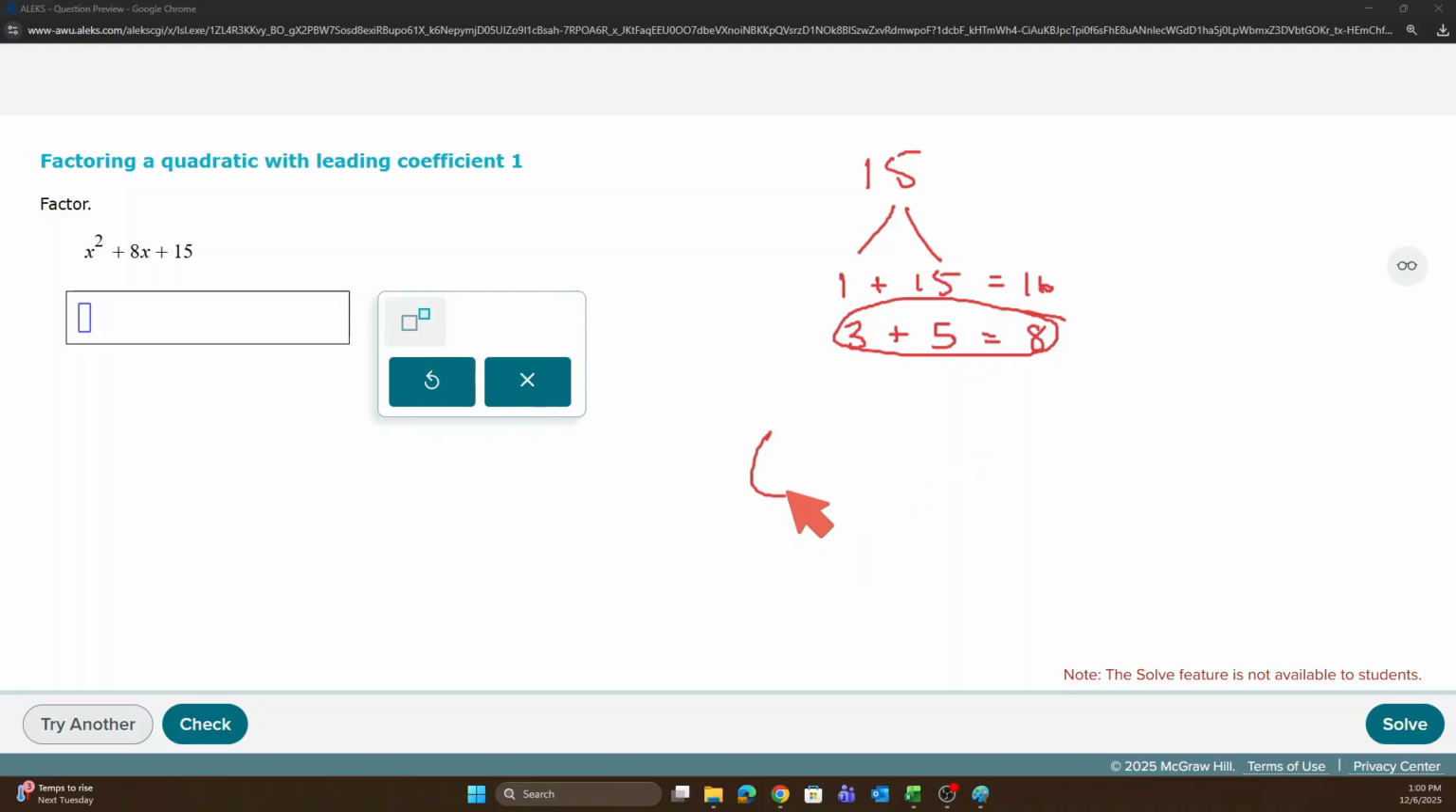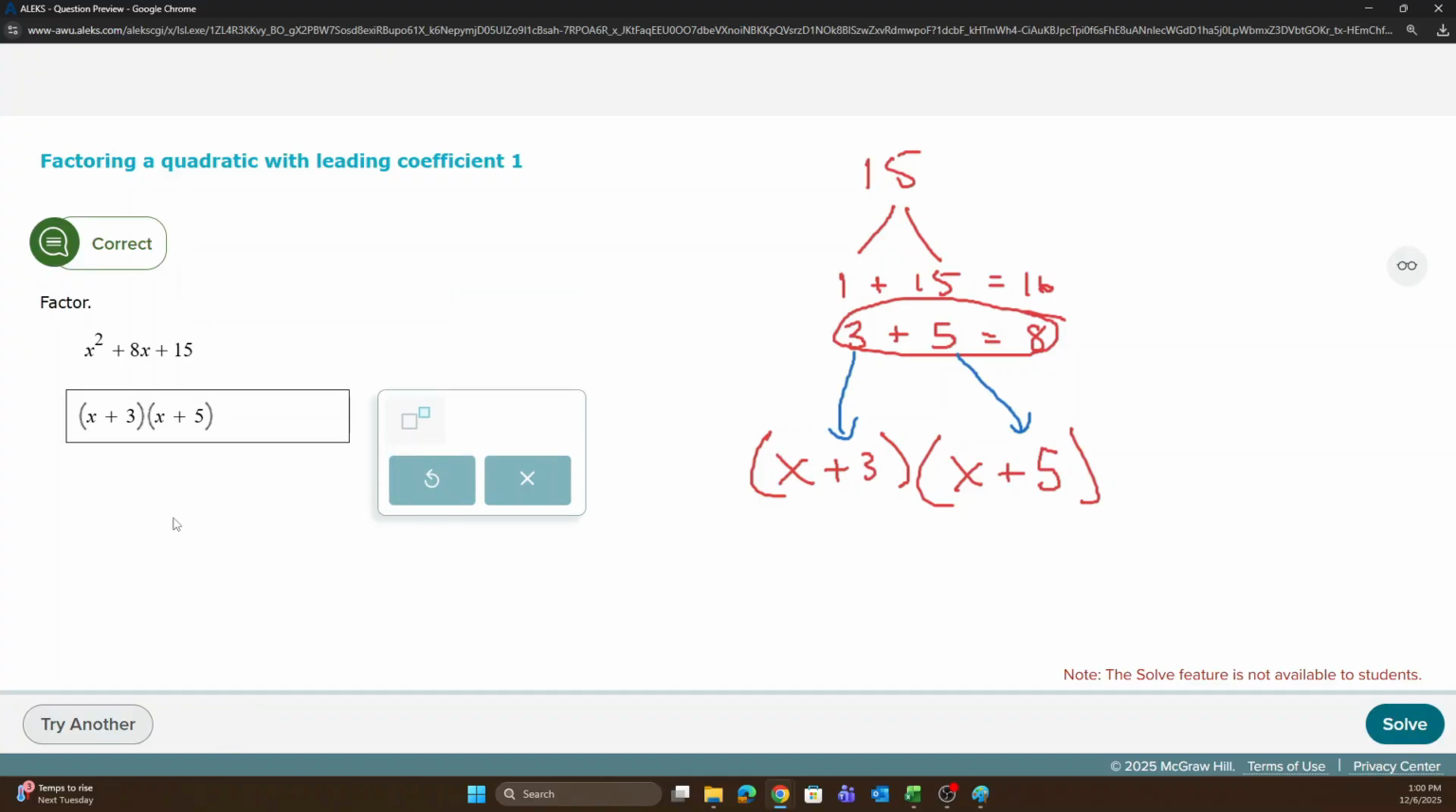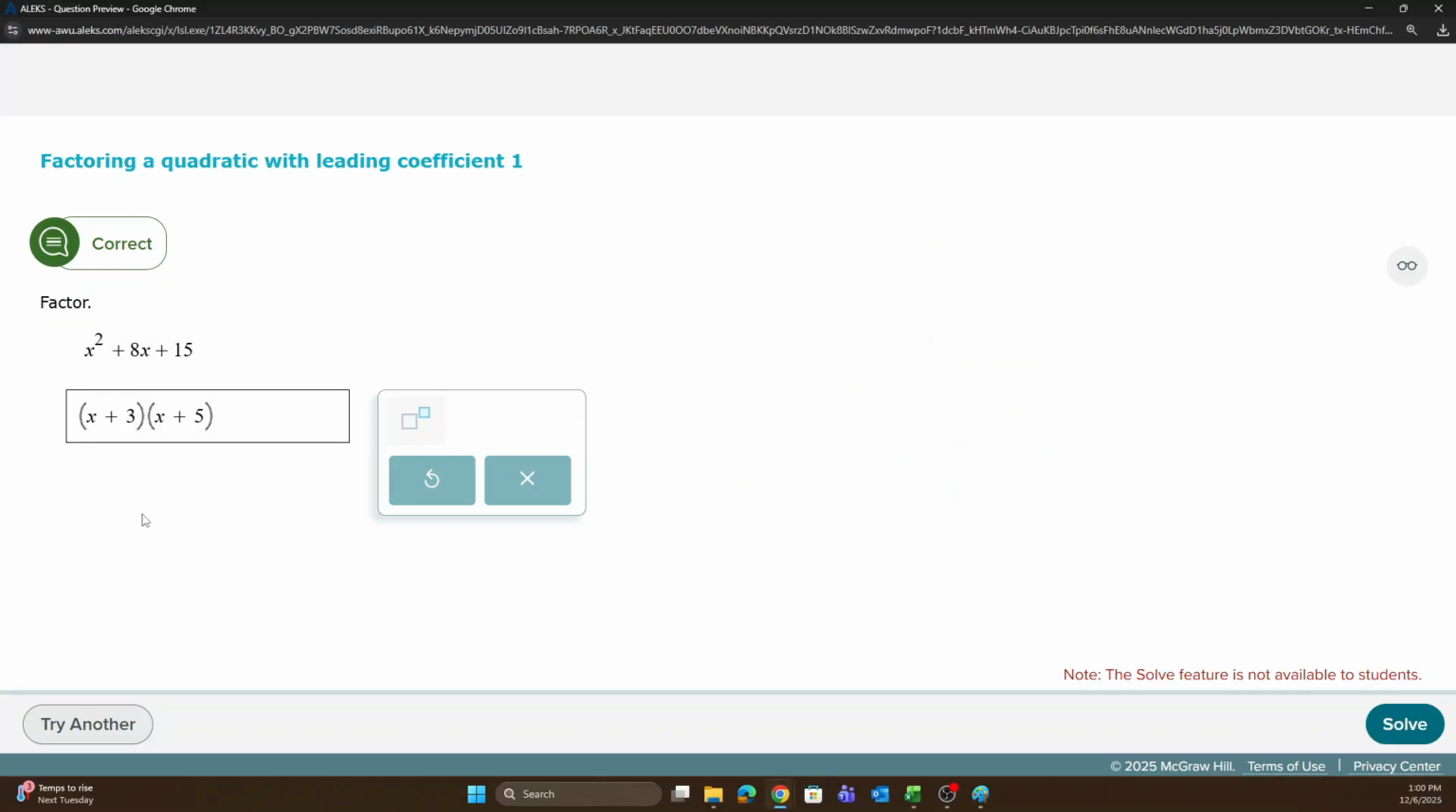So our solution is simply going to be x plus 3 times x plus 5. You can do this using the AC method, but it's unnecessary. You're really just grabbing each of these and just putting them into some parentheses with an x. That's really the whole thing. So we're going to say here x plus 3, x plus 5. So let's look at one more of these, and we'll move on to the next.